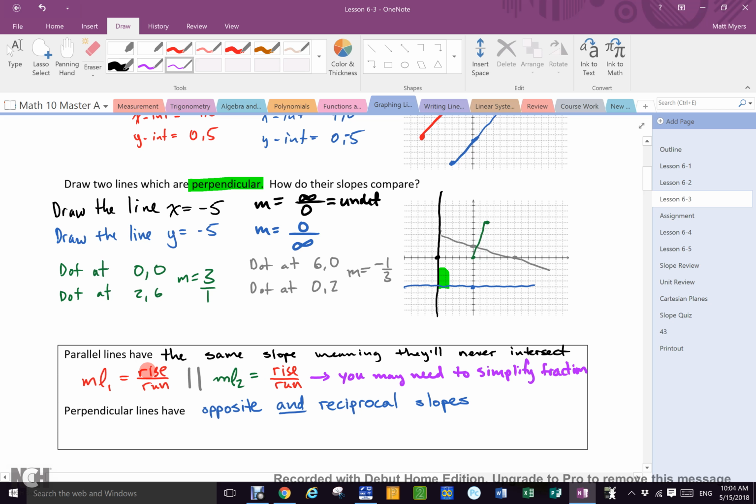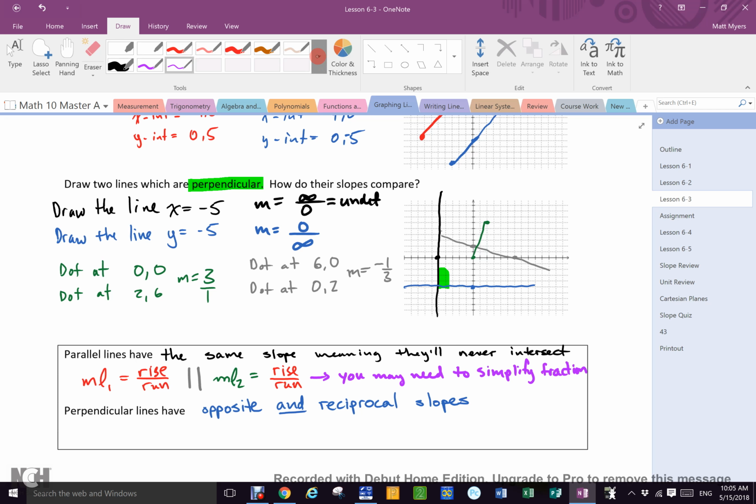If the slopes are the same, what does that mean? If they're parallel, the slopes are the same. If the slopes are the same, they are parallel. If they're parallel, the slopes are what? The same.